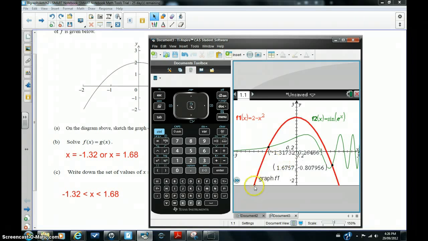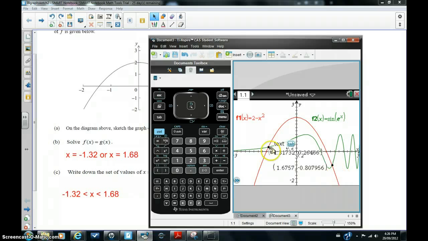Well, f of x is the red graph, and the y values of the red graph, that is the f of x values, are always greater than the y values of the green graph, the g of x values, between, if you inspect the two graphs, between the two x values that we just found, minus 1.317 and 1.6757, because after that you can see the graphs flip around. The green graph, the g of x values will be greater than the f of x values.